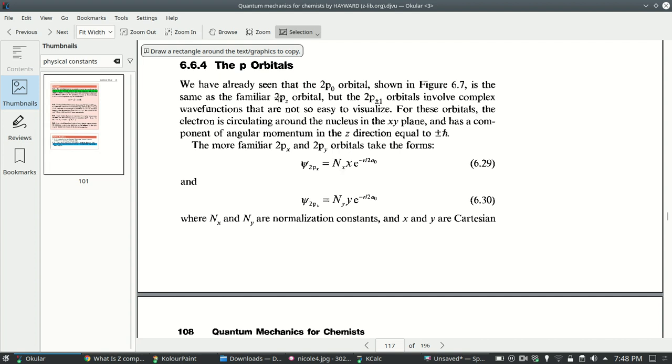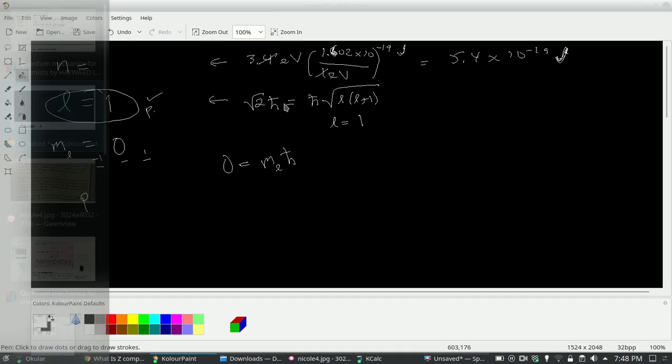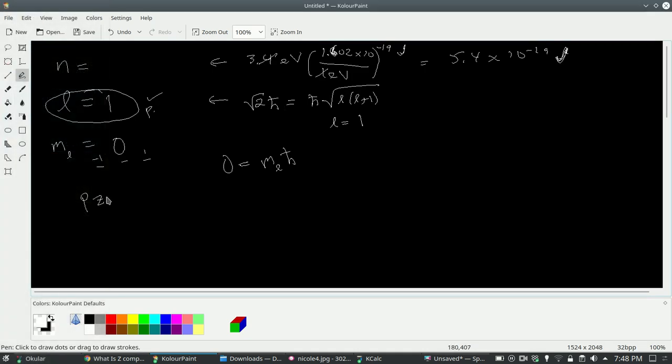Okay, so we're not interested in 2p1 or 2p -1. We're interested in 2p0, which is what we have, and it says here that 2p0 is 2pz. Okay, so I'm satisfied that we have the pz orbital here. But let's figure out the n.